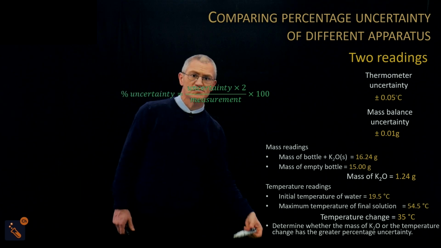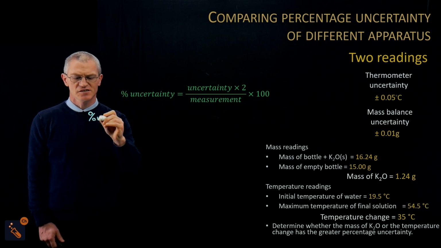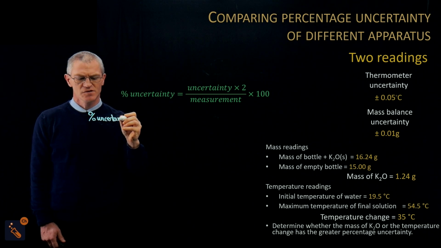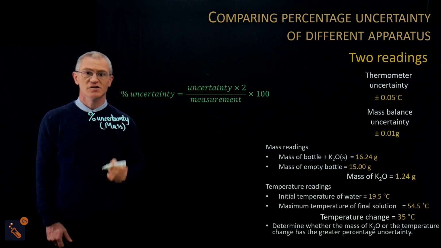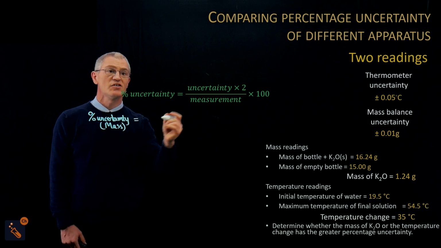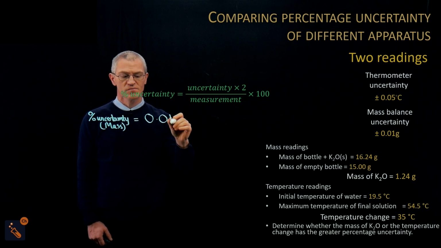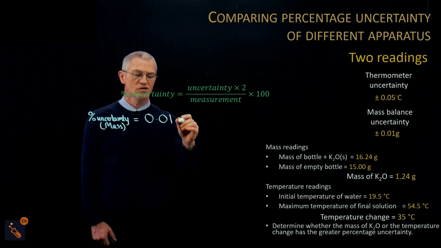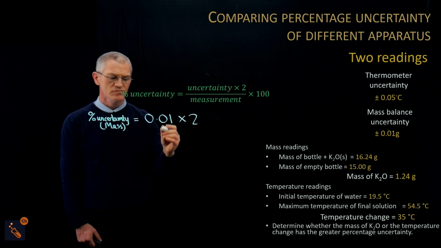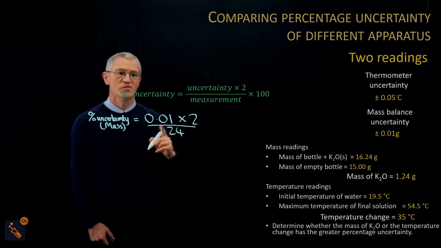So all we do is we start putting it out. So therefore we have percentage uncertainty. And this percentage uncertainty is going to be for our mass measurement. Okay, so the percentage uncertainty for our mass measurement, if we look over here, we know that from up there our mass balance was 0.01. Okay, so that was 0.01. We know there are 2 readings. We know overall, if we look at that, our mass was 1.24 grams. Okay, so we've put that in.